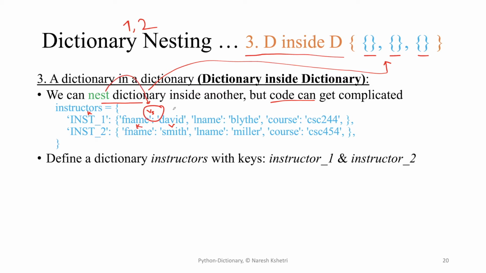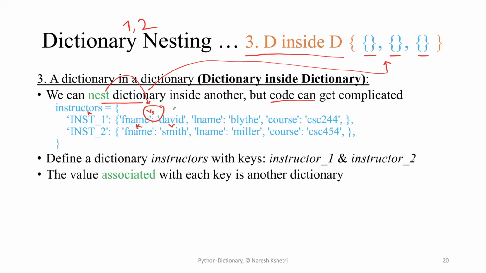We define a dictionary instructors with keys. You can see instructor 1 and instructor 2. The value associated with each key is another dictionary. You can see the curly braces are used to represent the dictionary, like we have seen the square brackets used to represent a list data type, and small brackets used to represent a tuple data type in Python.